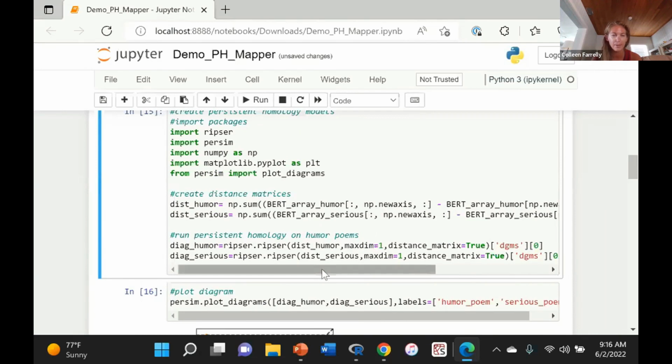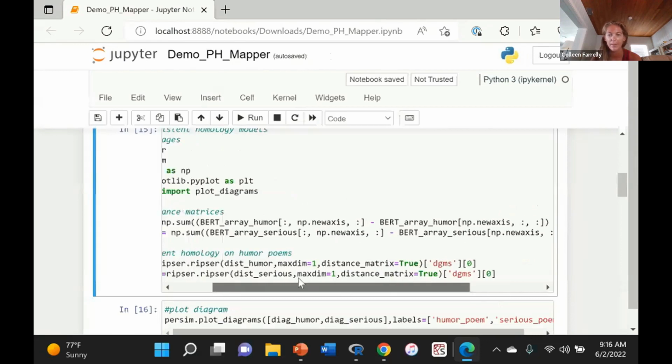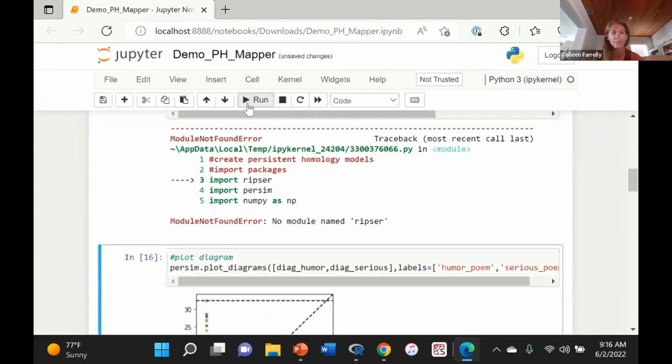And then once we have these for our humorous and serious poems, we can apply this ripser and look at maximum dimension of 1. So we'll look at how many components exist and how many circles might exist in there within the distance matrix that we just defined for our poems.